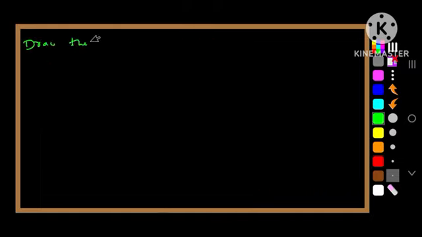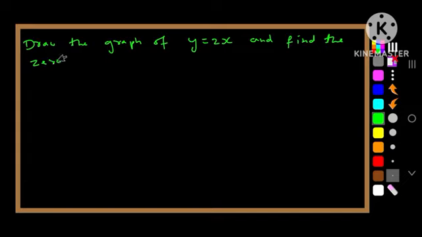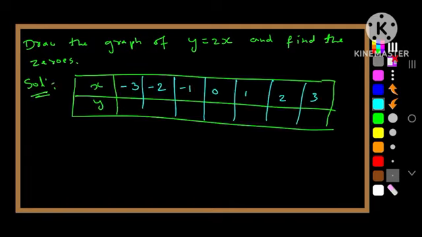Draw the graph of y is equal to 2x and find the zeros. So now let us see how to solve this equation. First of all, these are the x values. Now we have to substitute these values in the equation. What is our equation? y is equal to 2x.